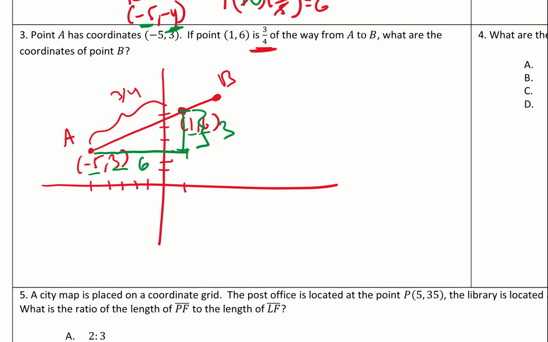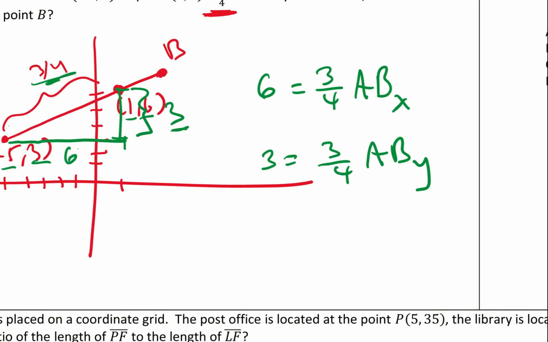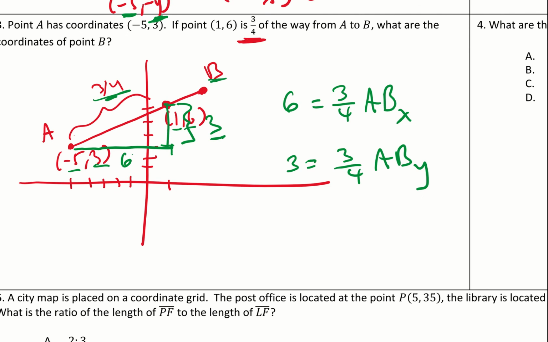Now, we know that this 6 is only 3/4 of the line segment, right? Because this is 3/4. So we know that 6 is 3/4 of what the actual distance would be. Let's call the actual distance ABX, in the x direction. And we know that 3 is only 3/4 of the distance that it would normally be, of ABY. That's the equation that I want to set up and solve, and that will give me the coordinates of my B. Okay, so let's go ahead and solve that equation.